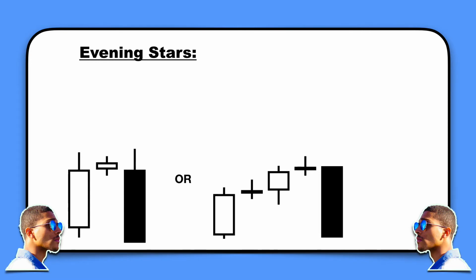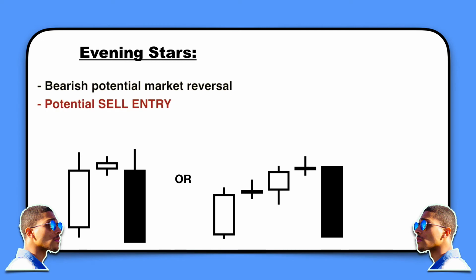Now let's look at evening stars. Evening stars are bearish patterns which signify a potential market reversal. Evening stars provide you with a possible sell entry into the market. They come in many forms and consist of at least 3 candlesticks. The ideal evening star took 3 candles and the realistic evening star took 5 candles.